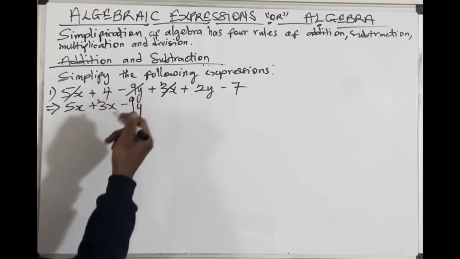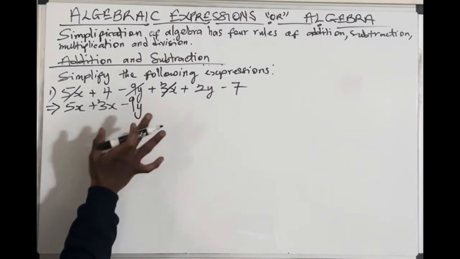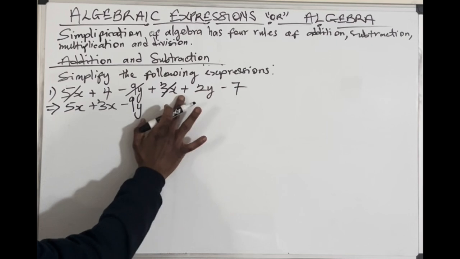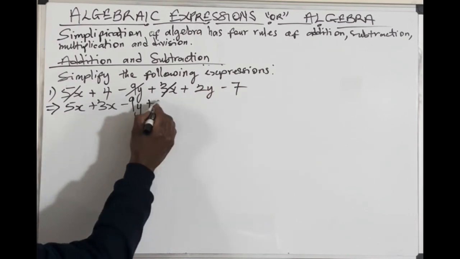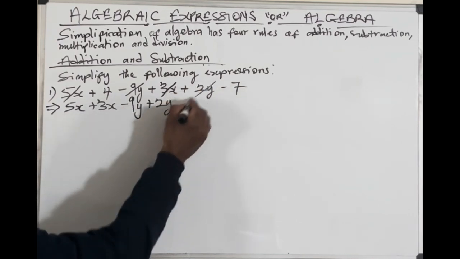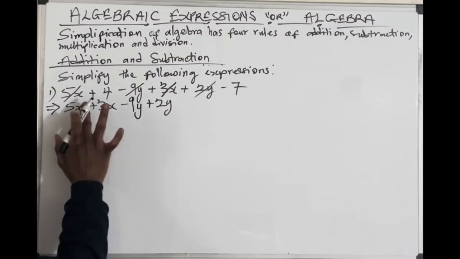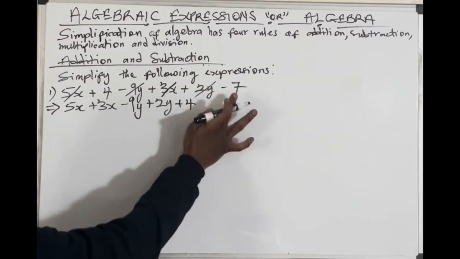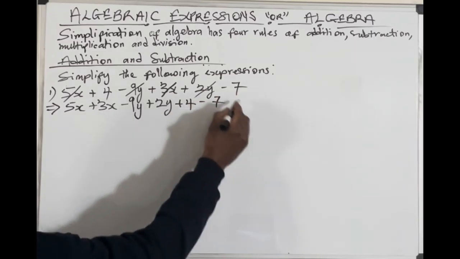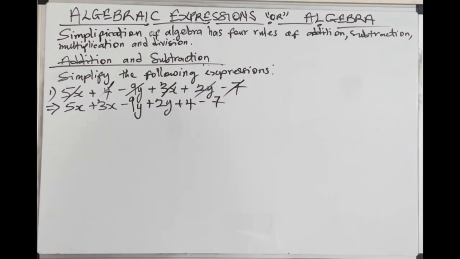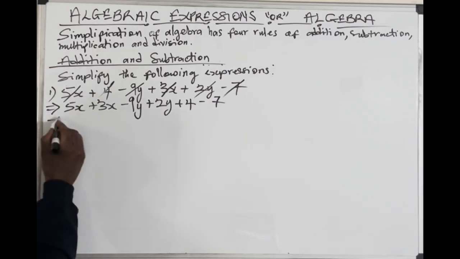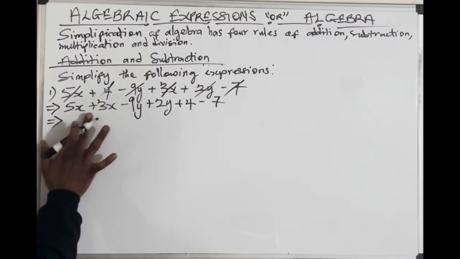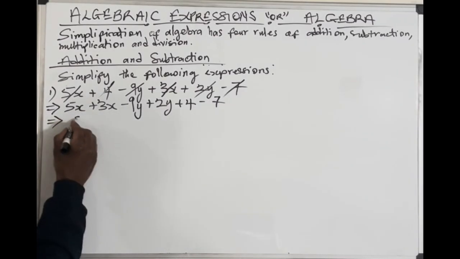Okay, that's why I keep canceling. So minus 9y. Then we have what? 2y, but it comes with what? Plus 2y. Okay, and then also we have plus 4 and then minus 7, and we cancel. Okay, all right, so let's continue. So 5x plus 3x will give us what?